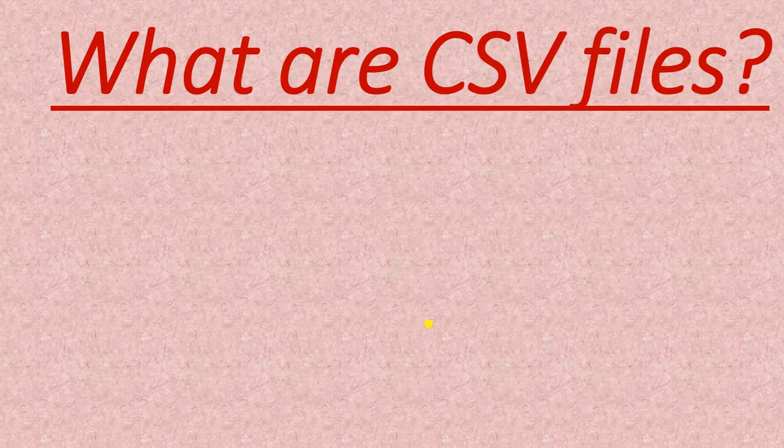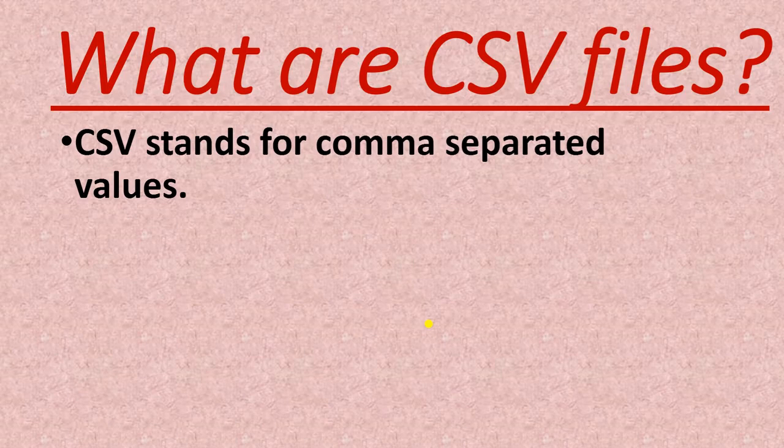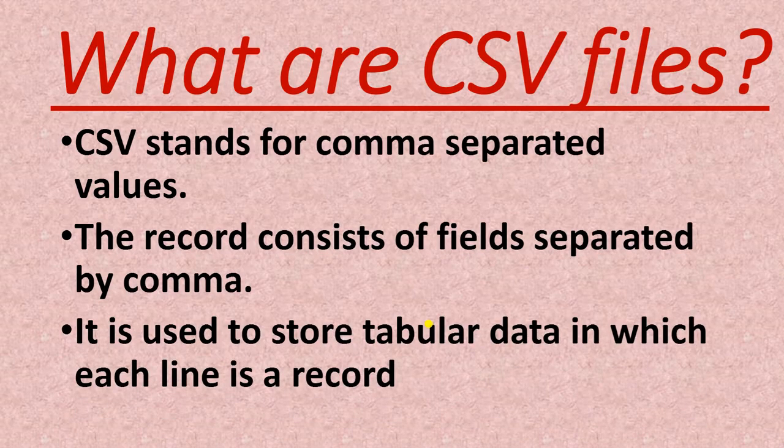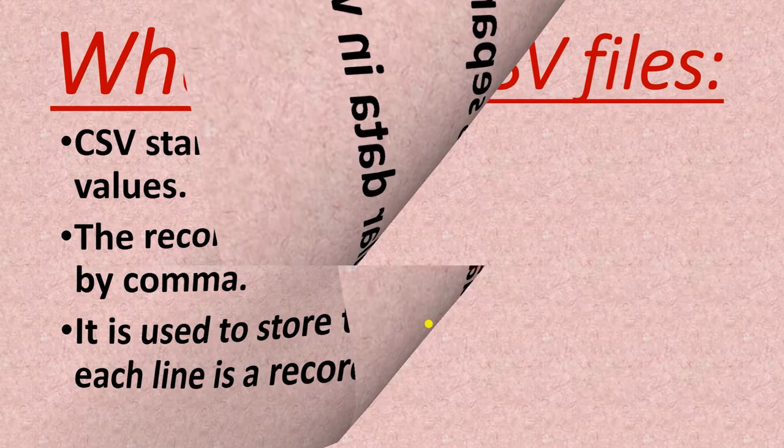In a text file or a binary file, we are able to see our file in normal text only, but in a CSV file everything is separated by commas. With the help of a CSV file you can store the data in Excel also. So CSV stands for comma separated values. The record consists of fields separated by commas. It is used to store tabular data in which each line is a record. This is a CSV file.